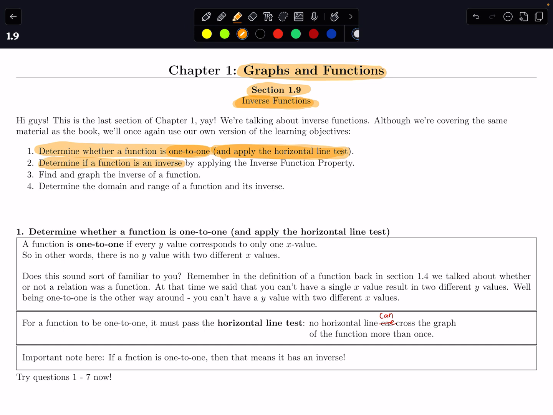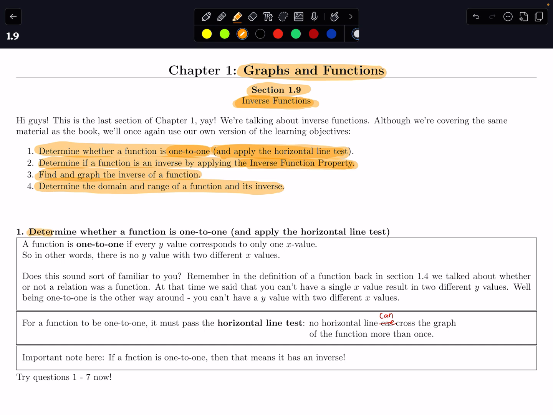Okay, number 2, determine if a function is an inverse by applying the inverse function property. For that one, we're going to be given a function and another function, and then you're going to check, does it satisfy this property? If it does, that makes it an inverse. If not, it's not an inverse. Number 3, we're going to find out how to find and graph the inverse of a function. And number 4, determine the domain and range of a function and its inverse. It turns out the domain of a function is the range of its inverse, and the range of the function is the domain of the inverse. So it's kind of interesting that they're opposite like that.